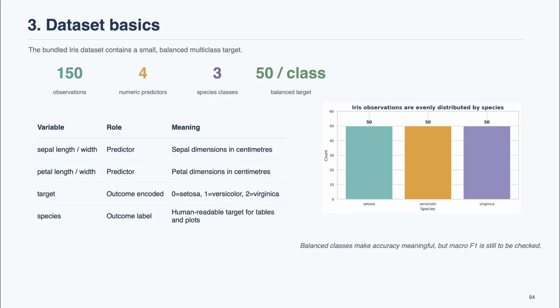The iris dataset contains 150 observations. Each observation represents one iris flower. There are four numeric predictors: sepal length, sepal width, petal length, and petal width. The target variable represents the species of the flower. There are three species: Setosa, versicolor, and virginica. Each class has exactly 50 observations, so the dataset is perfectly balanced. This balance is useful because accuracy becomes a reasonable headline metric. This dataset is small and clean, which makes it a good benchmark for learning the complete supervised classification workflow.